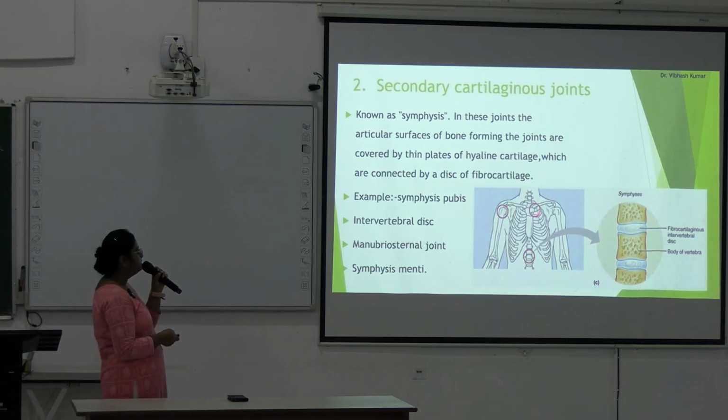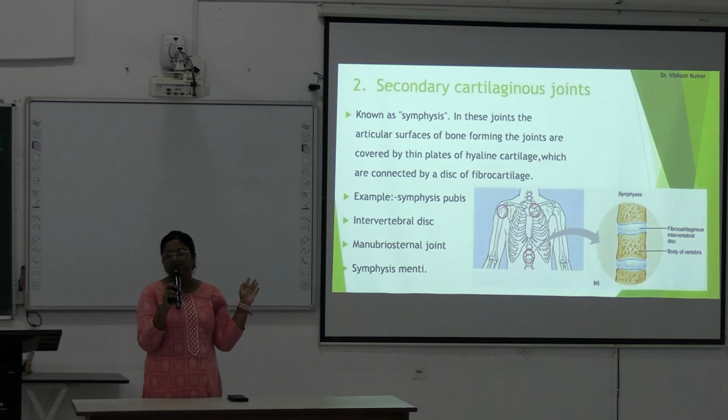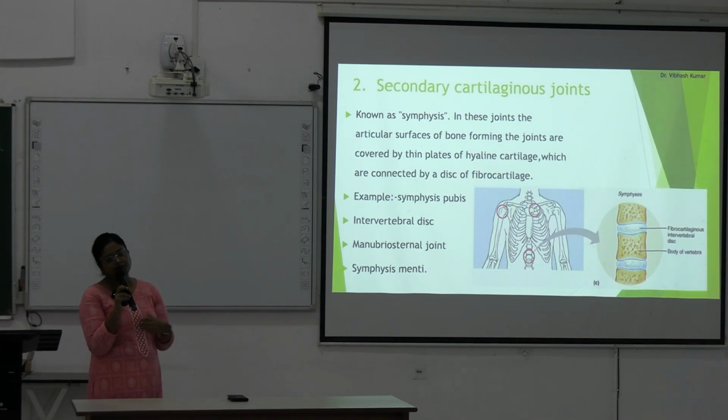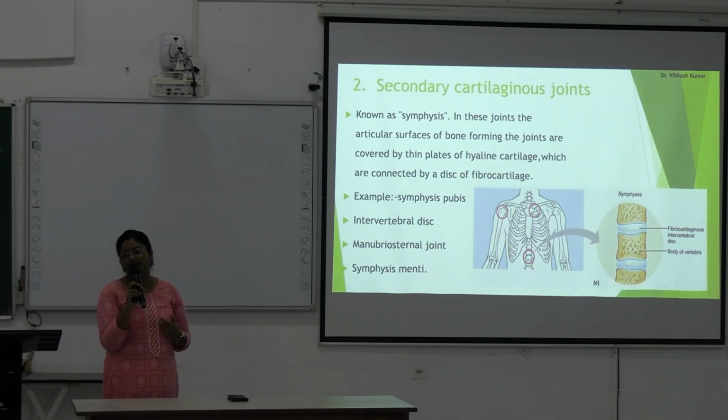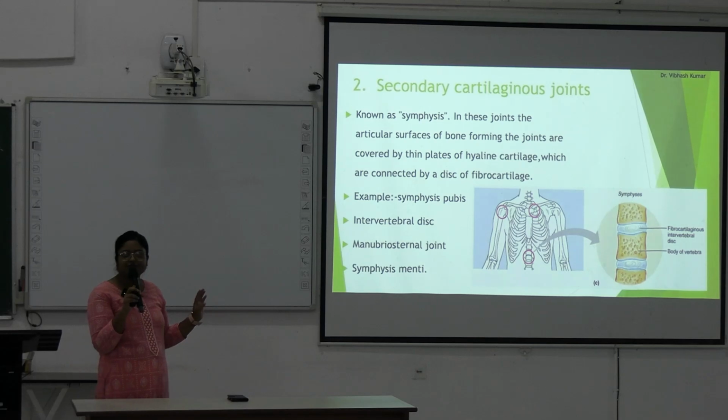Manubriosternal joint between the manubrium and body of the sternum, and symphysis menti. Symphysis menti is present in between the two halves of the mandible, and symphysis pubis is between the pubic bones in our hip region. Okay, so these are the examples of the secondary cartilaginous joints. So we have covered the cartilaginous joints.